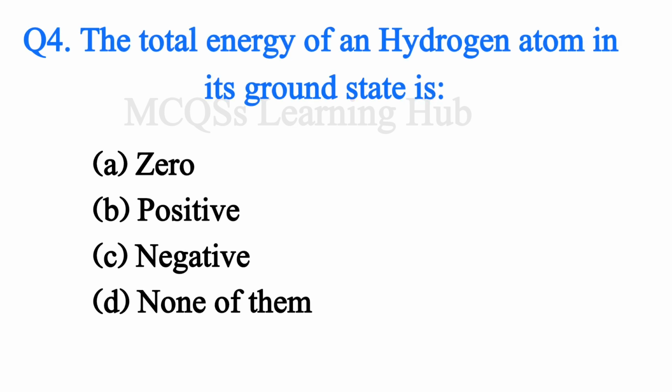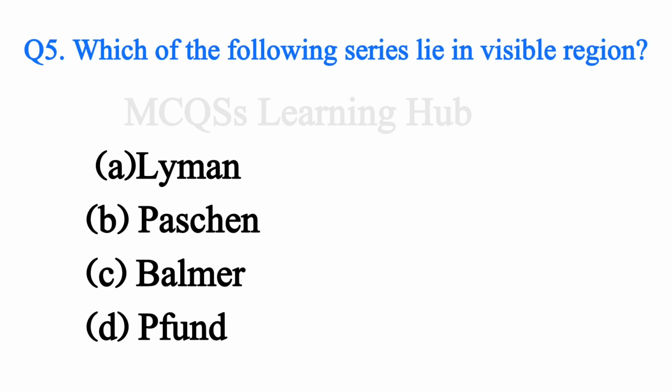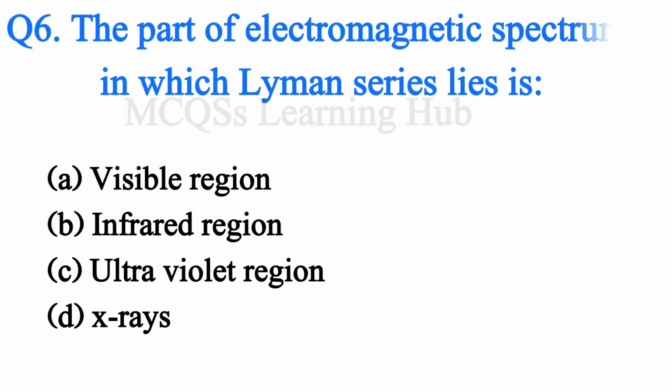The total energy of a hydrogen atom in its ground state is. Option C is correct. Which of the following series lie in visible region? Option C is correct. The part of electromagnetic spectrum in which Lyman series lies is. Option C is correct.